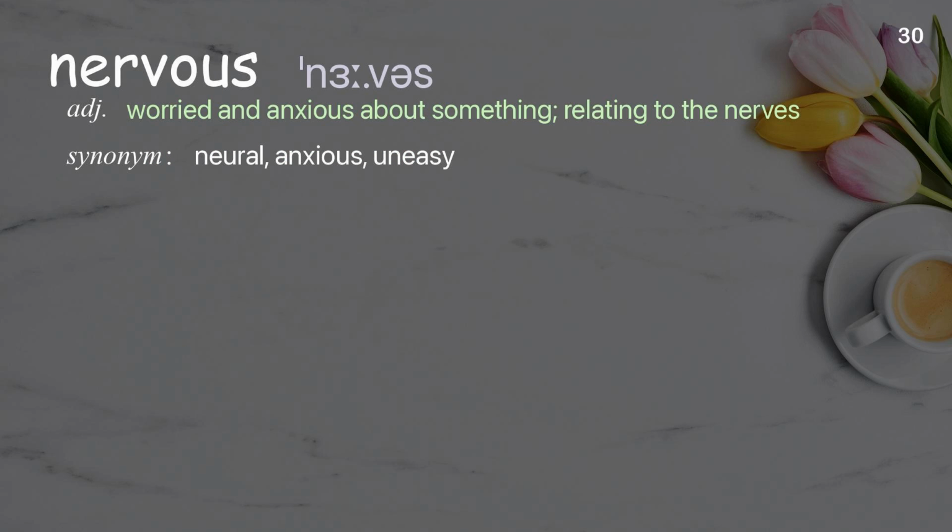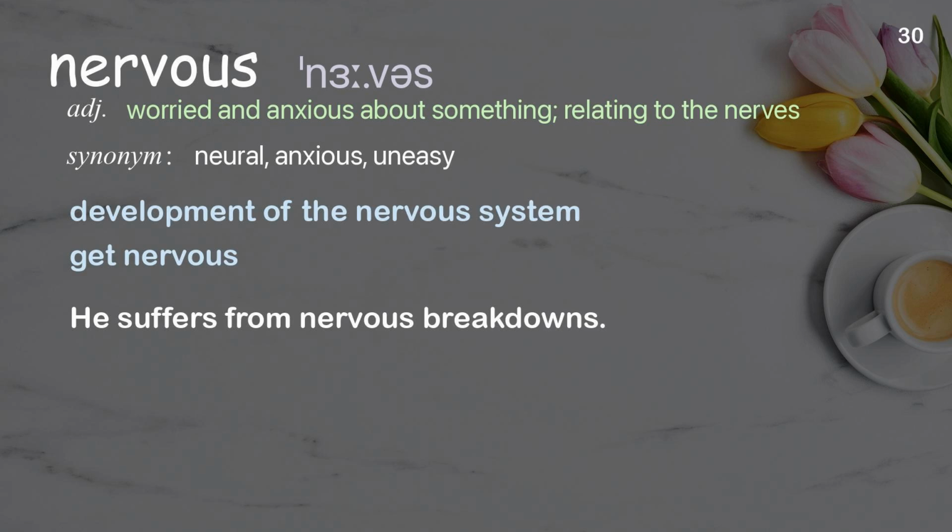Nervous. Worried and anxious about something; relating to the nerves. Examples. Development of the nervous system. Get nervous. He suffers from nervous breakdowns.